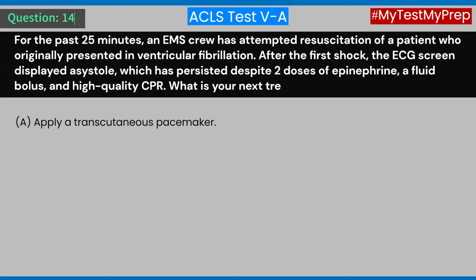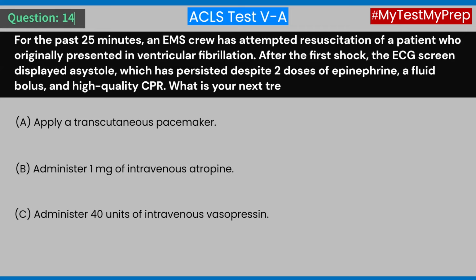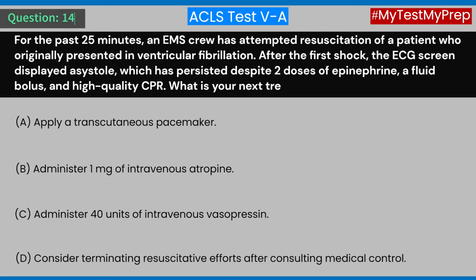A. Apply a transcutaneous pacemaker. B. Administer 1 mg of intravenous atropine. C. Administer 40 units of intravenous vasopressin. D. Consider terminating resuscitative efforts after consulting medical control.